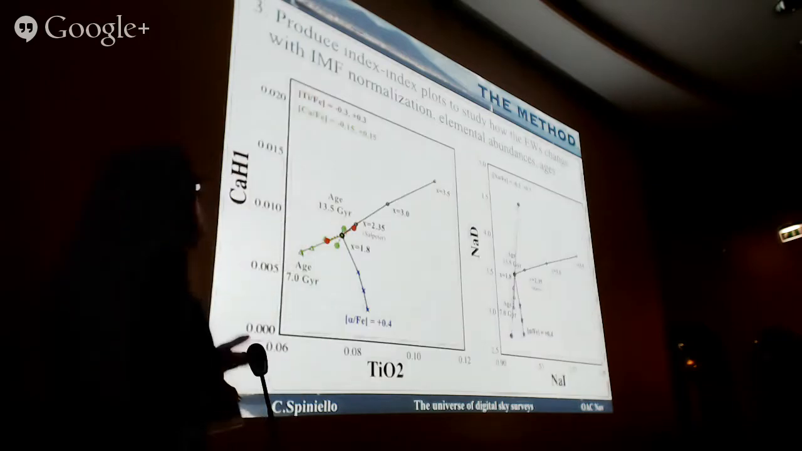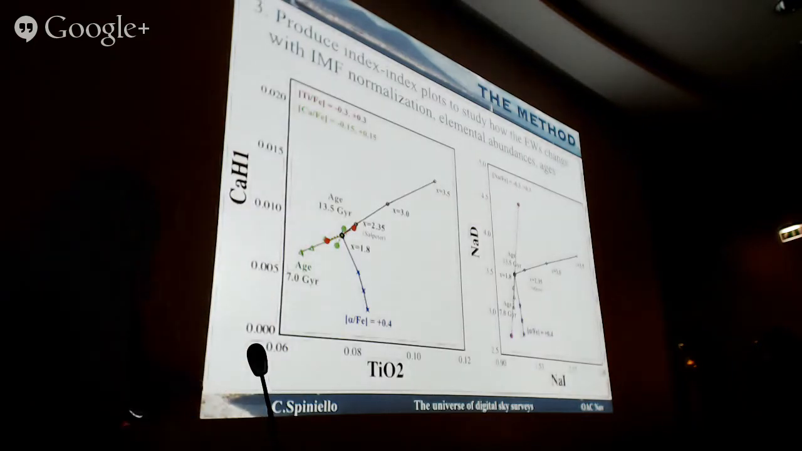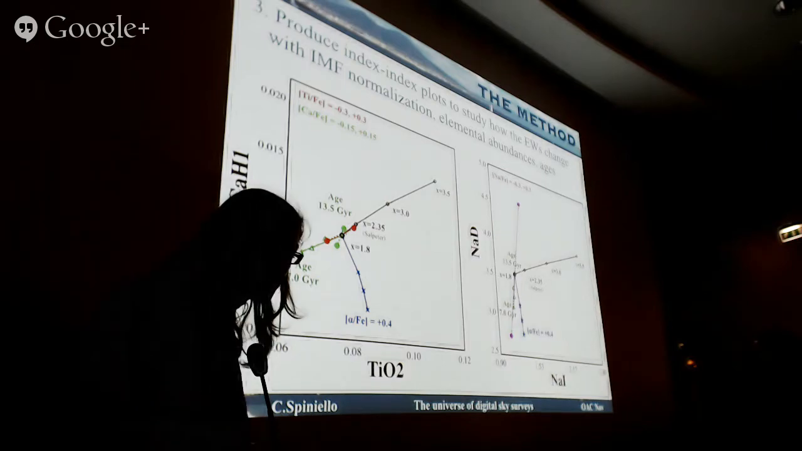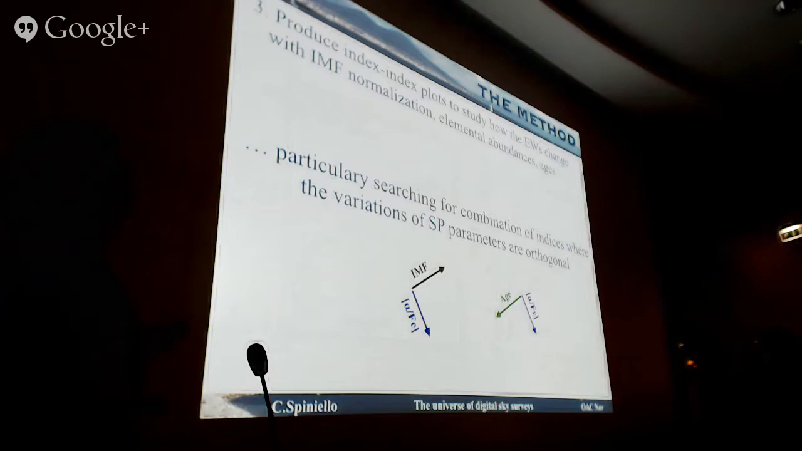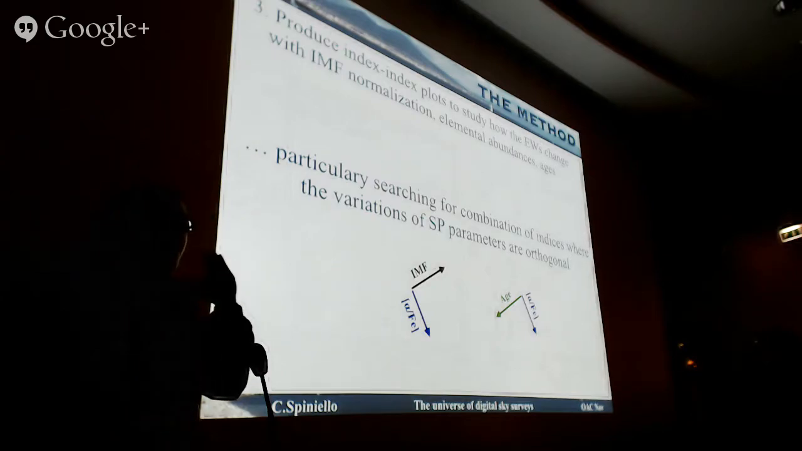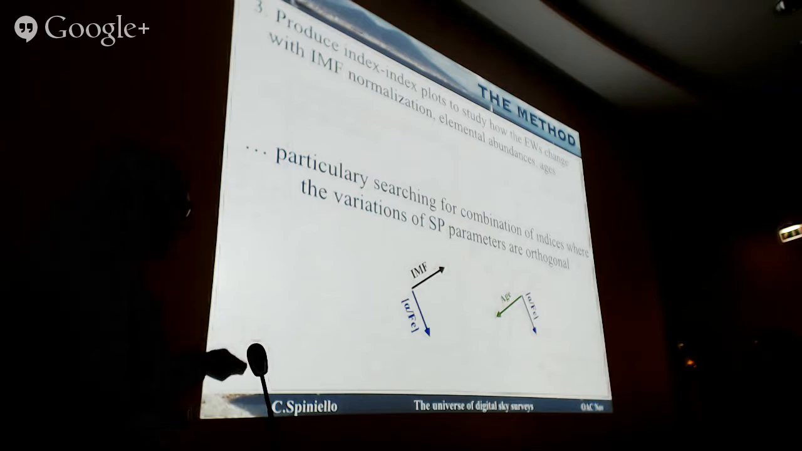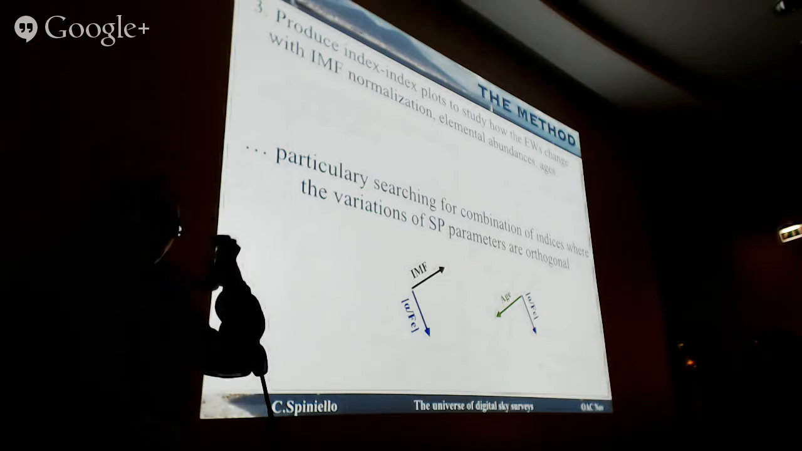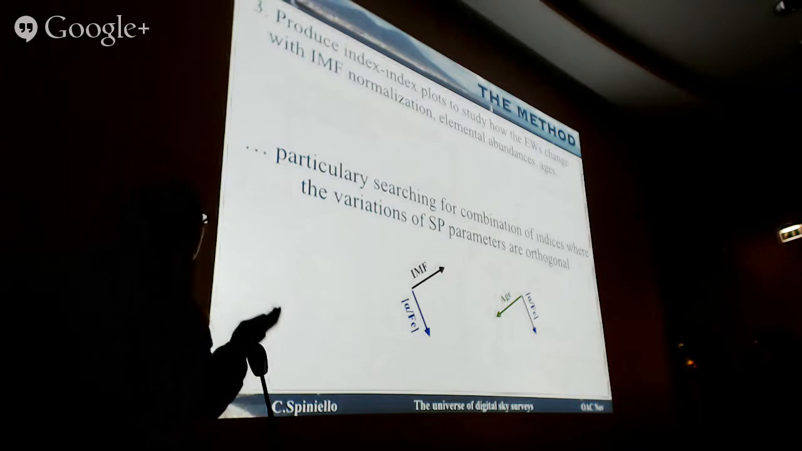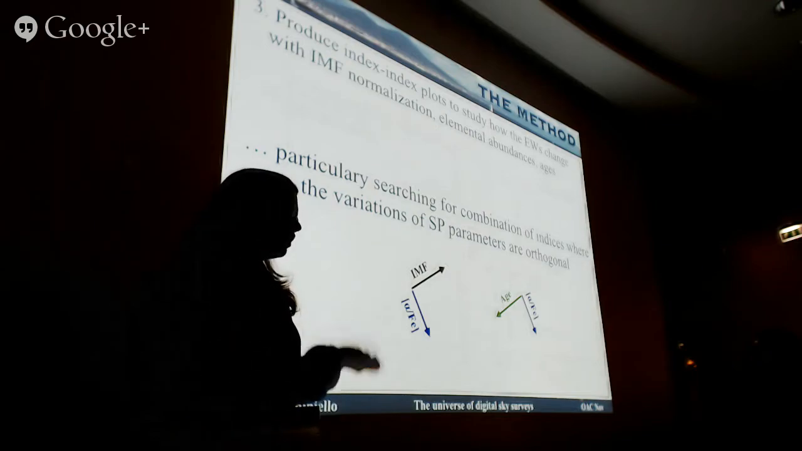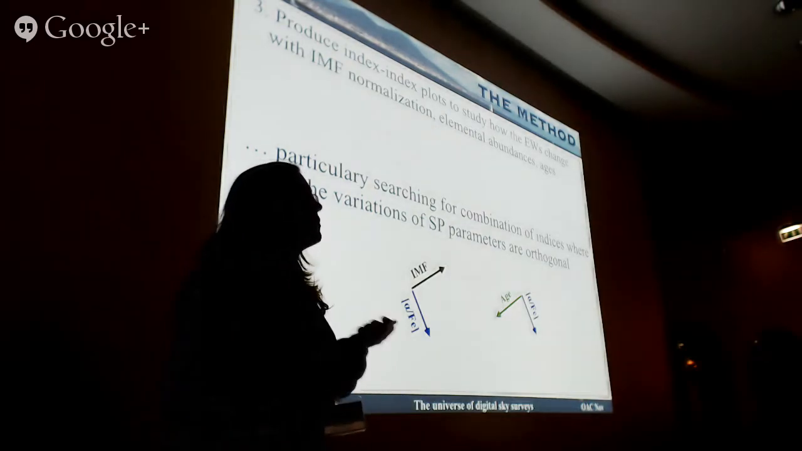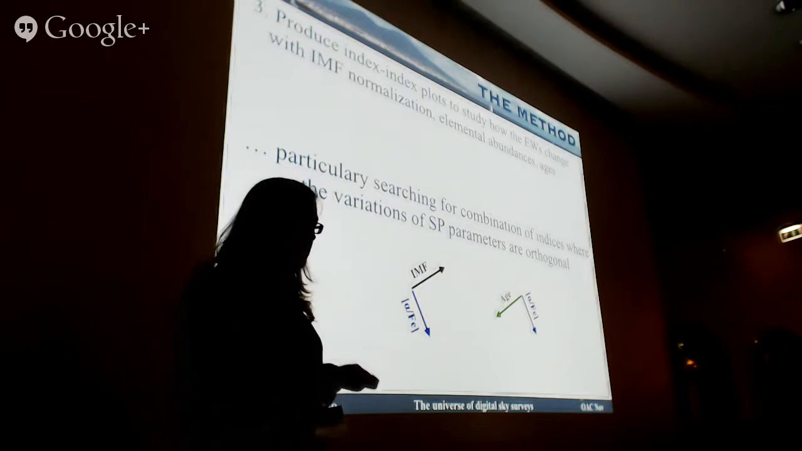So if you can produce an index plot and try to, let me skip this and show directly this, and try a combination of indices that have sensitivity to different parameters, for instance IMF and alpha to iron that go in opposite directions, then you can break the degeneracies, and when you measure line indices in the integrated spectra of your galaxies, then you can eventually put constraints on each parameter.